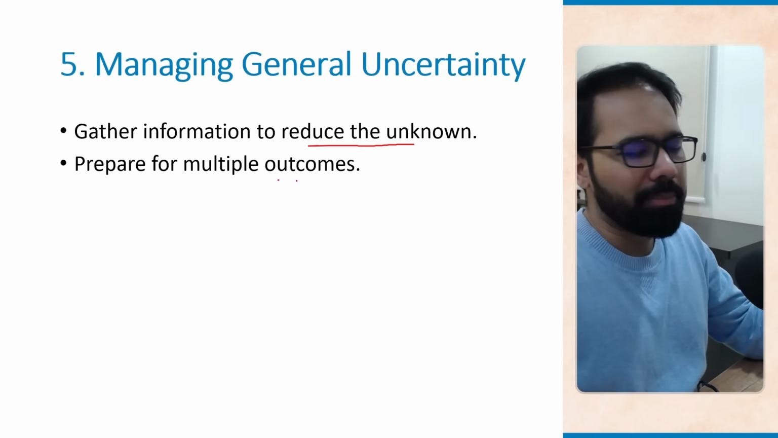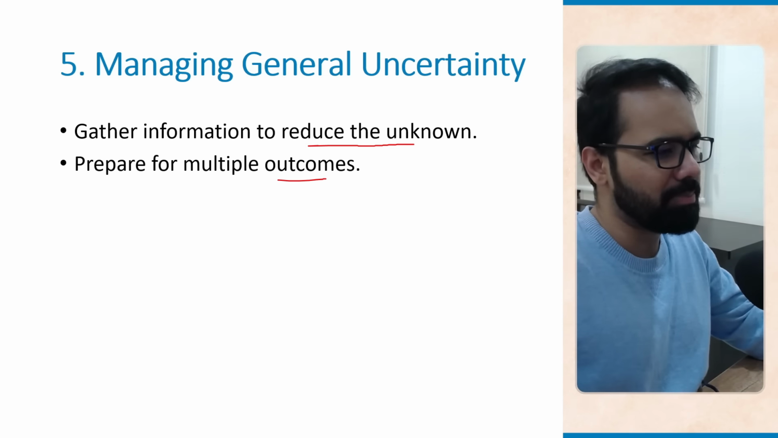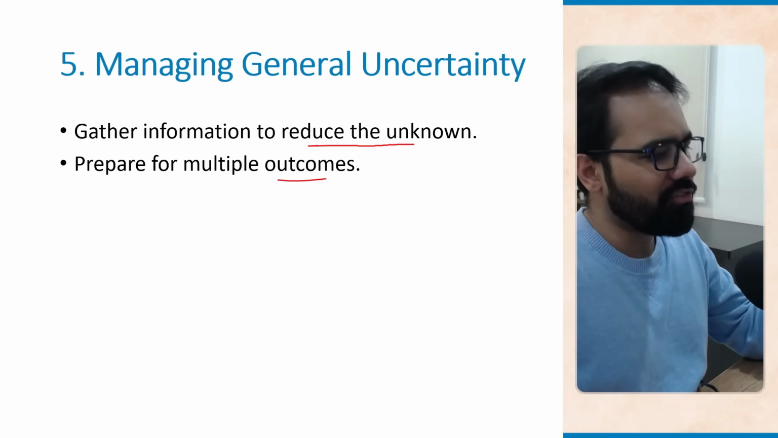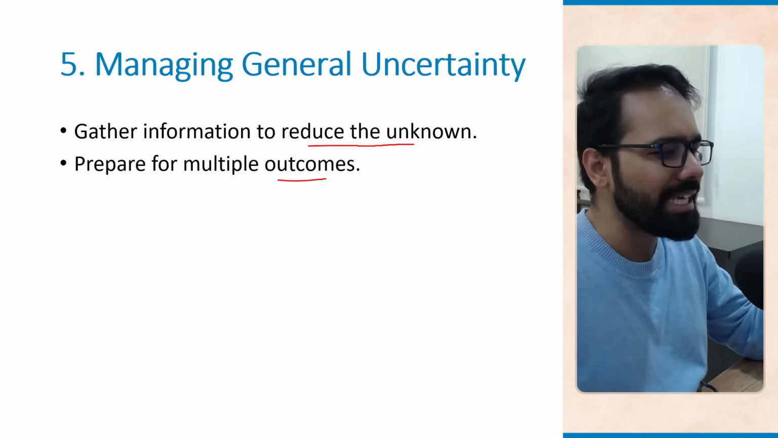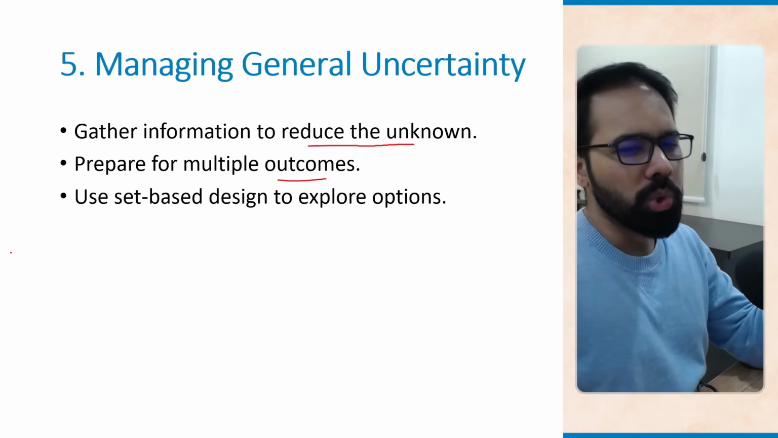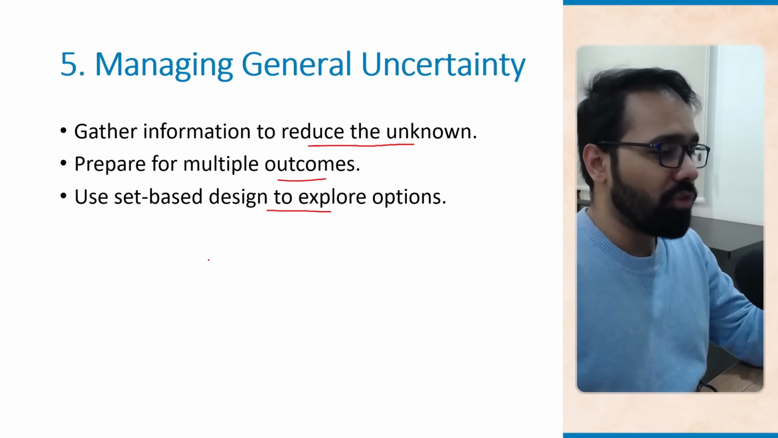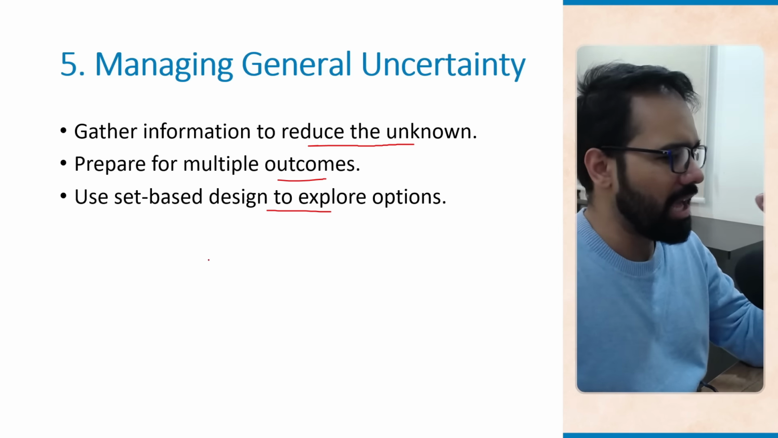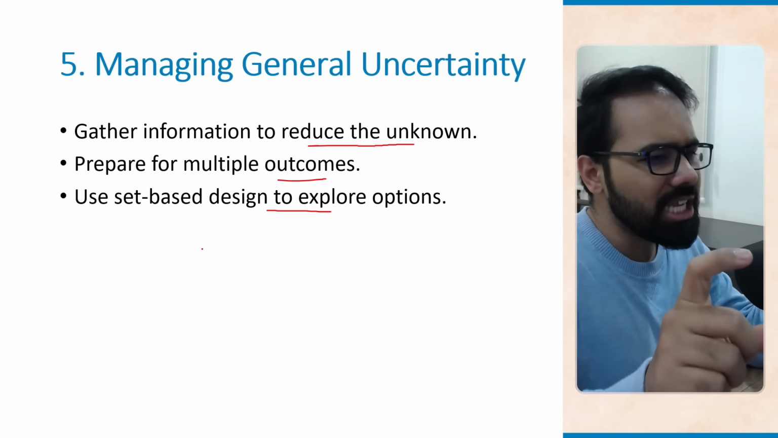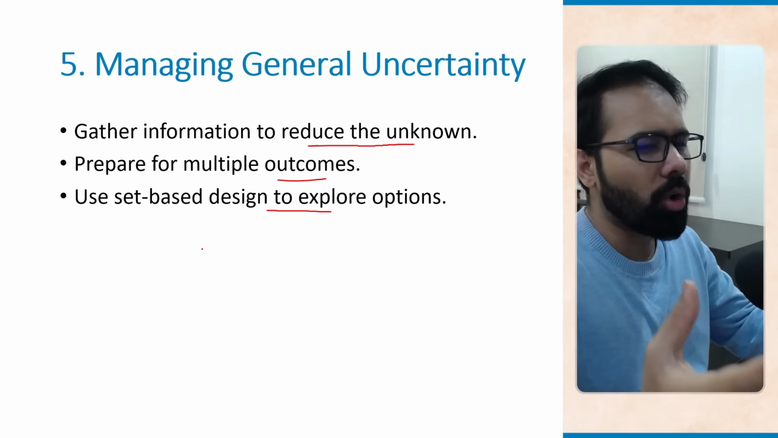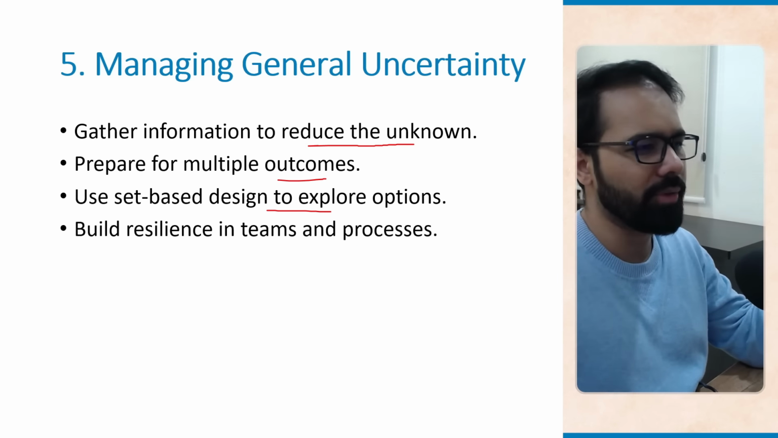Prepare for multiple outcomes. This is possible only if you have contingency plans. So if one supplier fails to deliver, let's say, hosting services, another option should be ready with you. Use set based design to explore options. For example, try both an in-house and a third-party search engine and see which performs better on your website before you finalize which search engine we are going to use on the website.